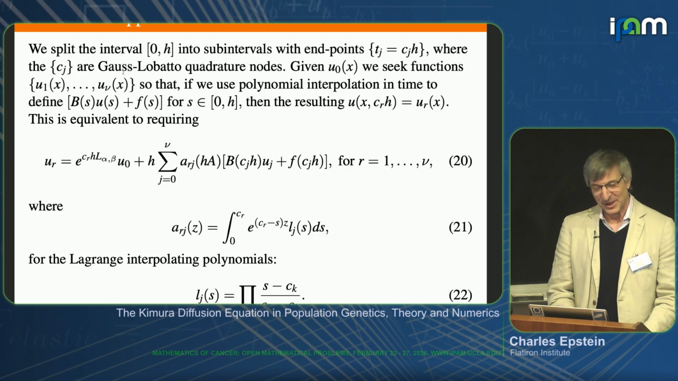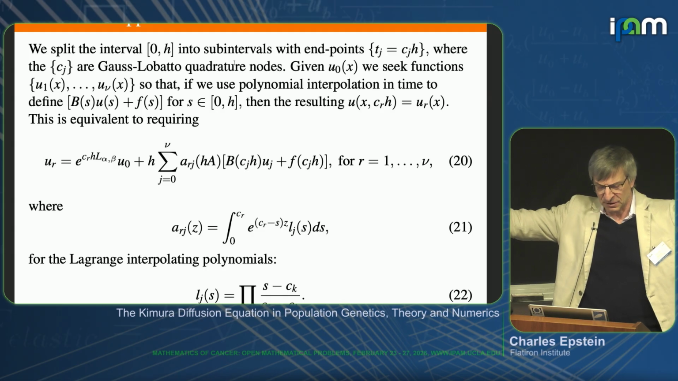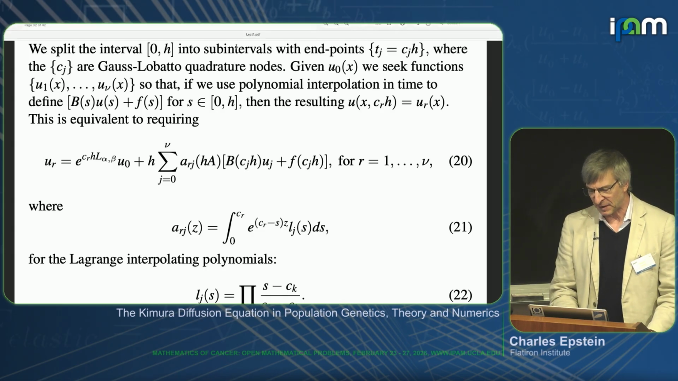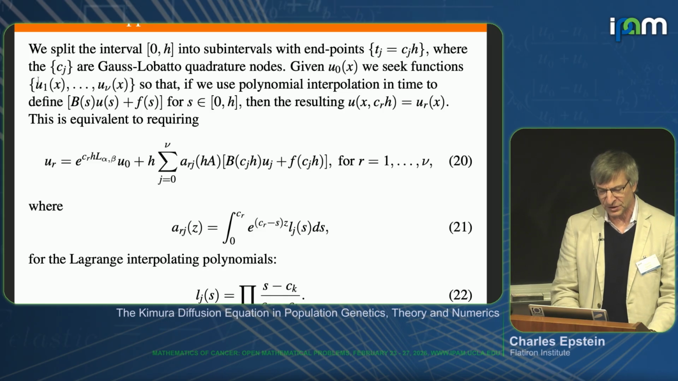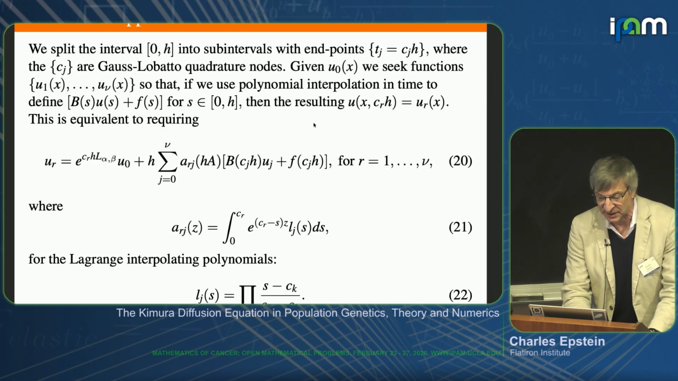So we're going to split our little interval, 0h, into subintervals. So we pick these C sub j's very carefully. They're what are called Gauss-Lobatto quadrature nodes. So these are specially selected numbers that sort of accumulate near the boundaries of the interval. And then what we're going to do is we're going to try to find, we have our initial data u0. We're going to try to find functions u1 through u nu, so that if we use polynomial interpolation in time to define the action of the perturbation term, the resulting samples of the function at those times are given by ur exactly. So this means we're going to replace our continuum model with a discrete model right here.